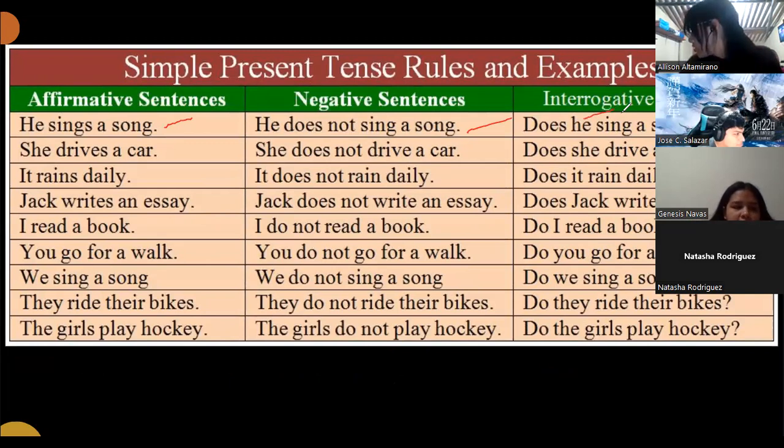He sings a song. He does not sing a song. Does he sing a song? Very good. He sings a song.